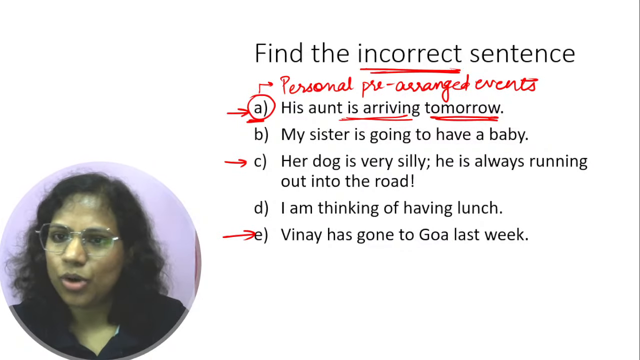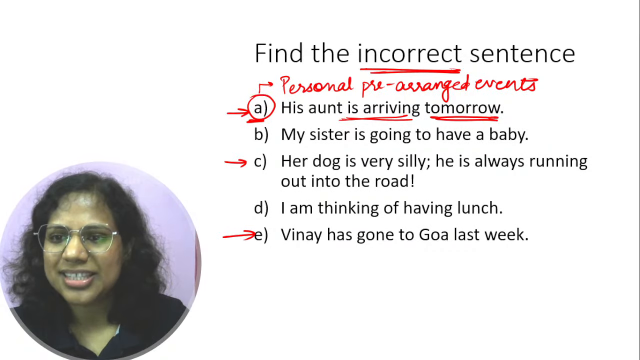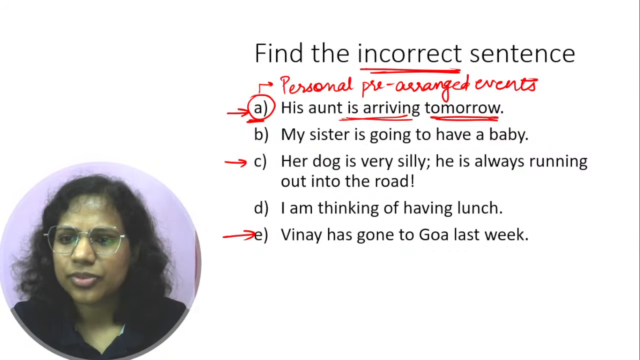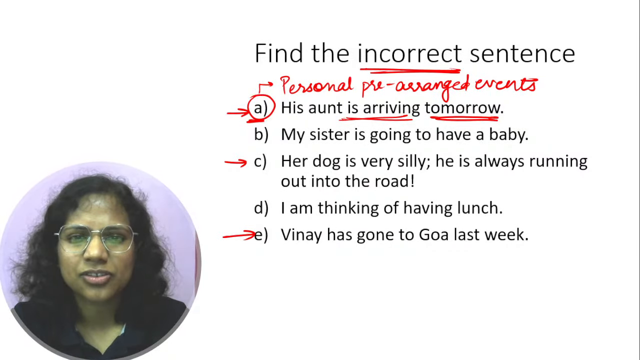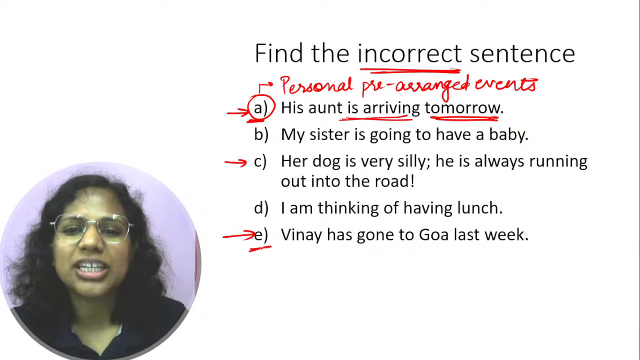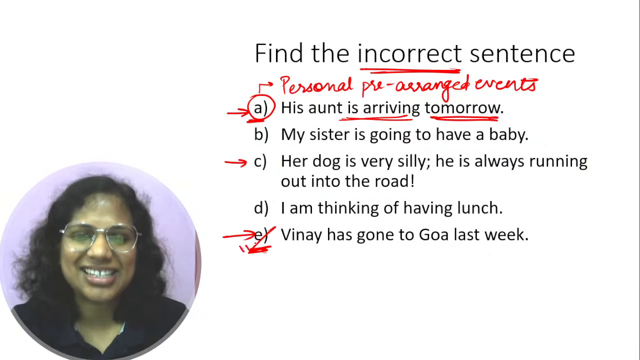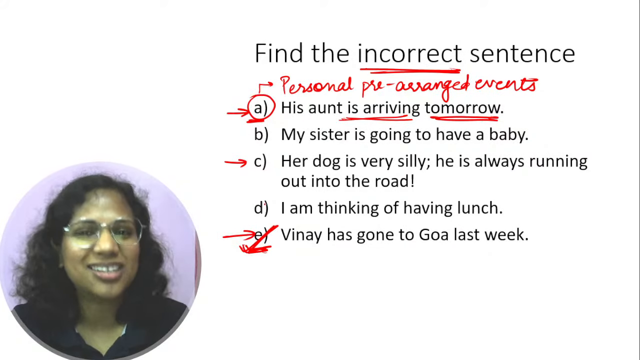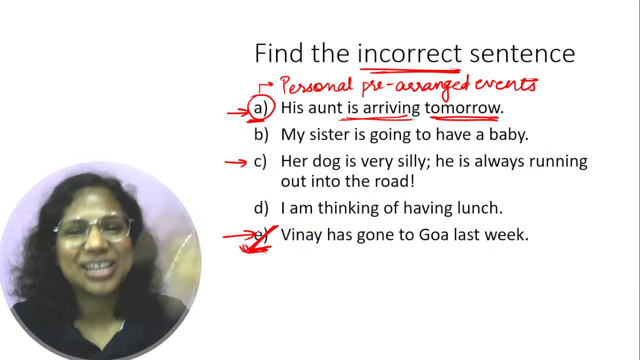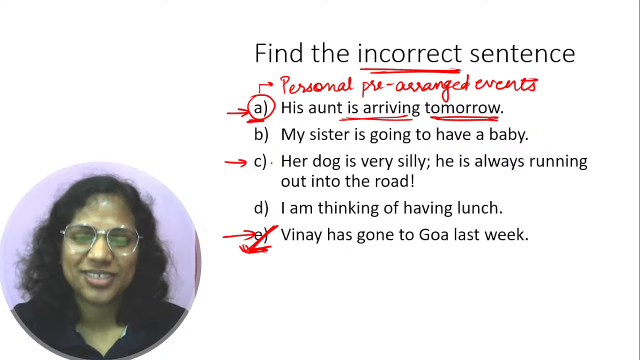Got it, Nikita. What is gone? Is that false? Probably you're talking about E, right? E is the answer here. E is the incorrect sentence. In case you were waiting eagerly for the answer, this is incorrect. I'll come to it. Let's go in serial order.